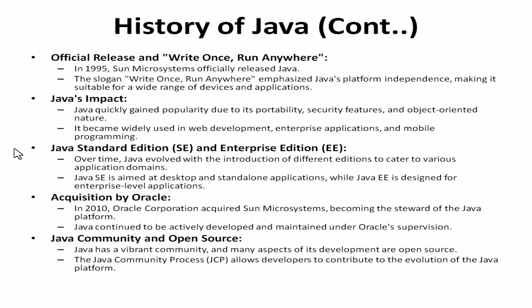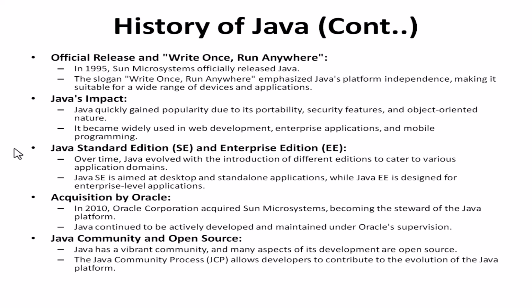Java quickly gained popularity due to its portability, security features, and object-oriented nature. Portability means you can execute the class file anywhere, so it is portable in nature. It became widely used in web development, enterprise applications, and mobile programming.